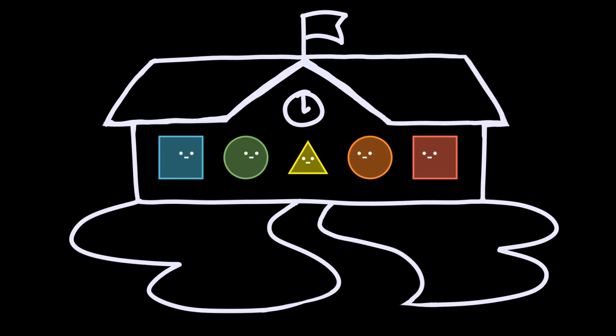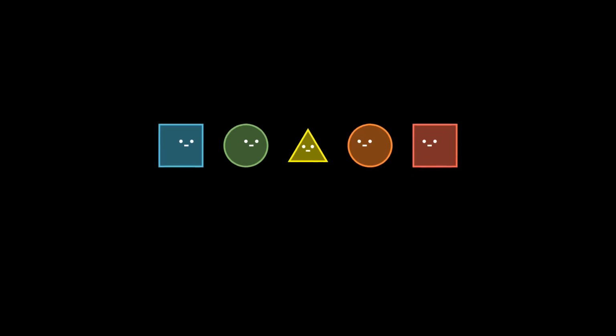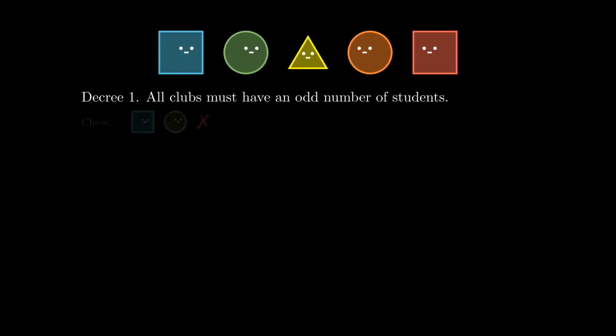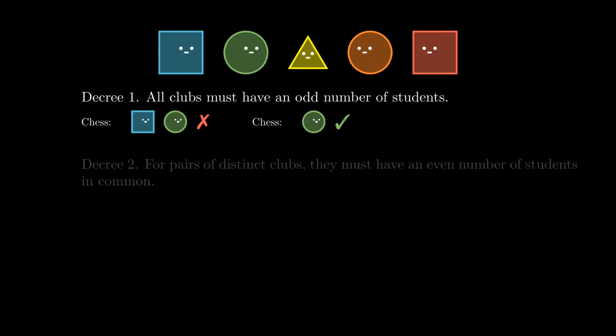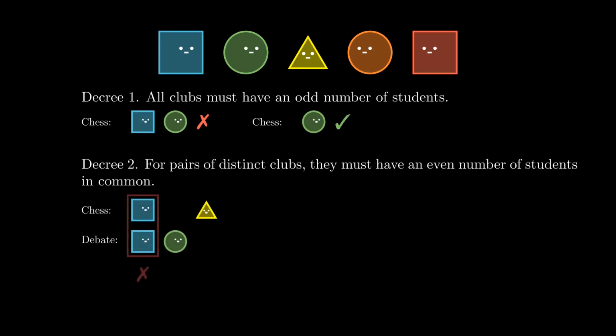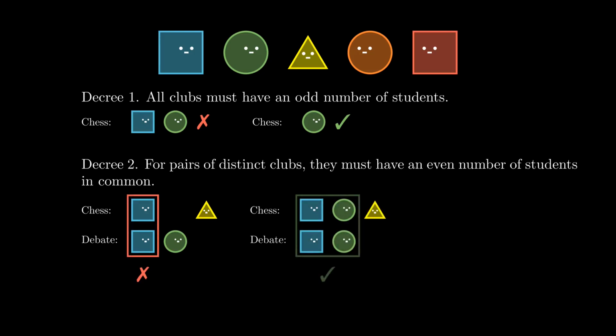There once was a school where the students spent all their spare time forming clubs. To prevent them from getting too carried away and neglecting their schoolwork, the principal made a pair of seemingly innocuous decrees. There can only be an odd number of students in each club. There can only be an even number of students in common between pairs of different clubs. What's the maximum number of clubs possible after the decrees were put in place?